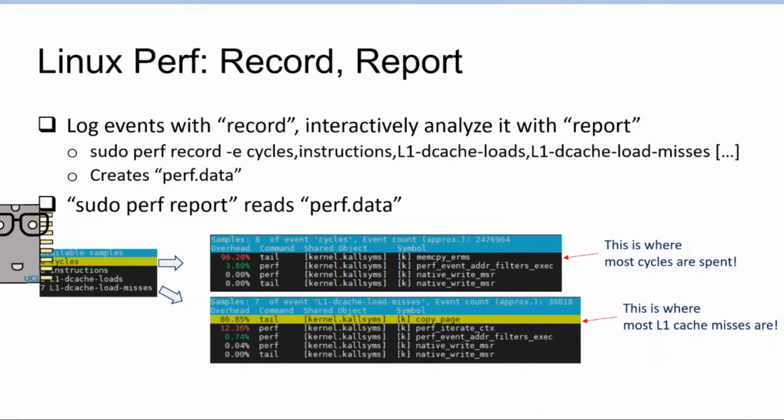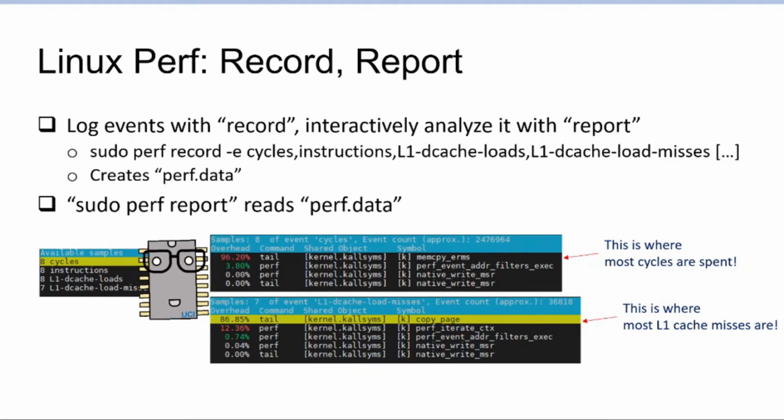For example, I tried running the tail command, which reads the last n lines from a file, on a relatively big file. And when it finishes executing and I run perf report, the screen shows me this. There were 8 samples taken in terms of cycles, instructions, L1 cache loads and misses. If I press enter on the cycles entry, it shows me a list of the functions and how many of the cycles are being spent where.